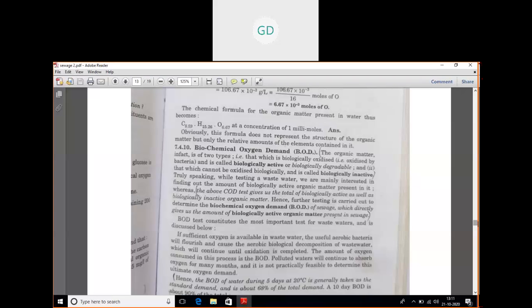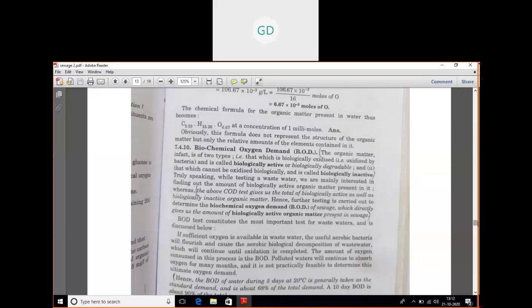Why it is more specific, or more important than COD, is that in any field, we are always interested in something that is active. Like we don't like fat people, or anything inactive. Everybody likes the active ones. So BOD, the biochemical oxygen demand, is only interested in giving us the result of only the active organic matter.